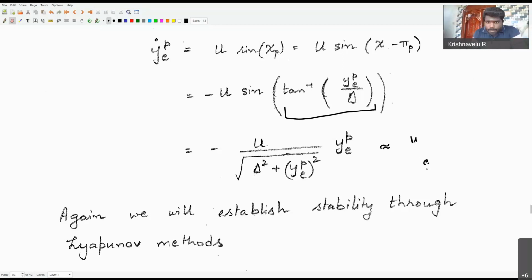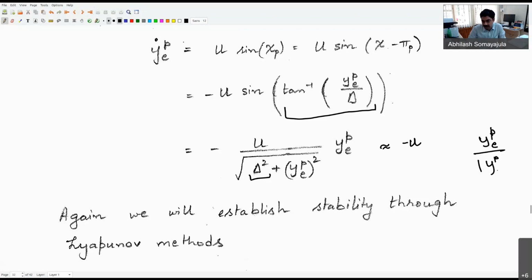This will actually come down to U. It will saturate to the value of minus U, because of the square root. So if Y_pe is really large, this delta can be neglected. So then basically I have Y_pe divided by mod of Y_pe, so it is something like minus sign of Y_pe times U. So no matter what I am doing, I'm always trying to home in with my craft in such a manner that I'm mitigating my cross-track error first rather than anything else. So all of my efforts are focused towards that idea.